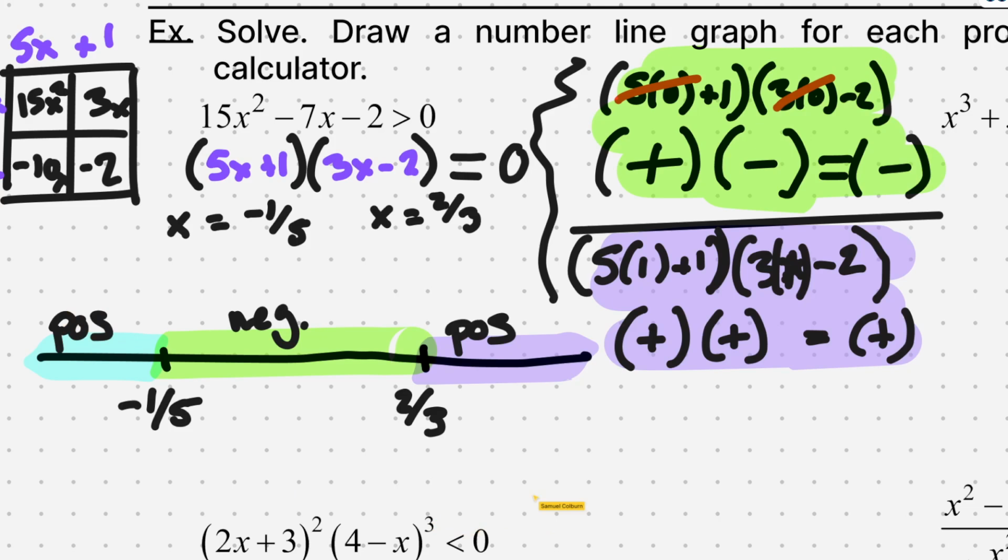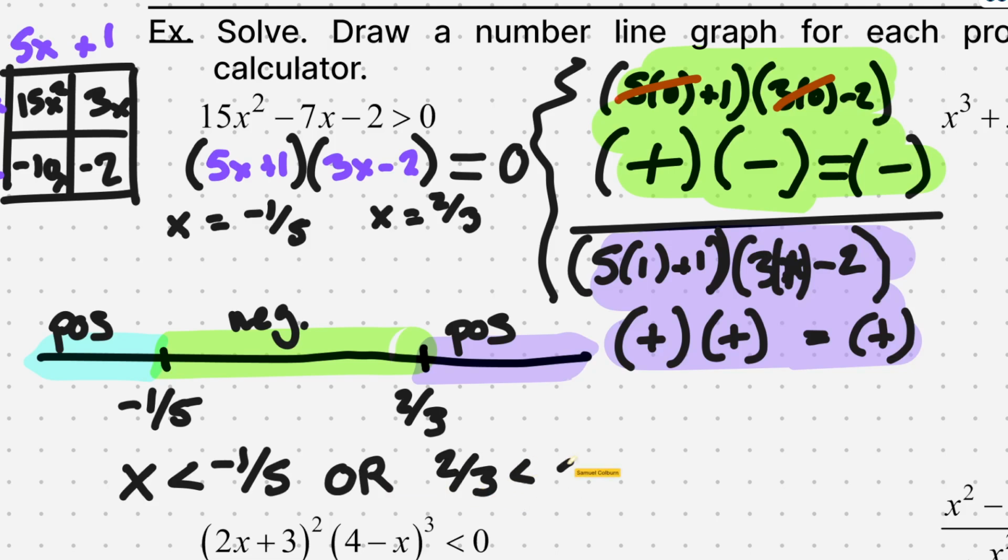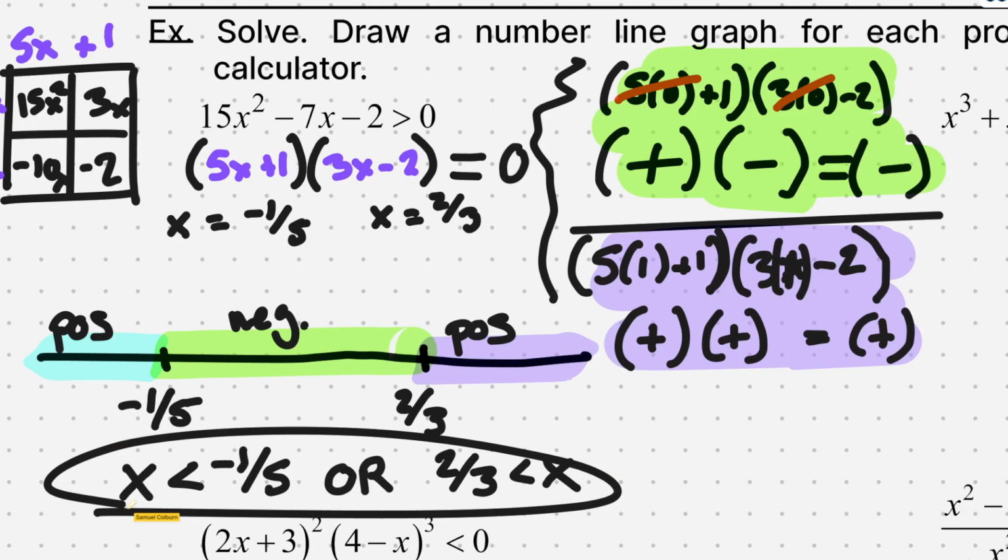Okay, this is where we give our final answer. This number line is a visualization of the answer, but the answer itself is, see, everything to the left of -1/5. So x is less than -1/5. Or if it's not to the left of -1/5, then it has to be to the right of 2/3 to be in a positive region. That is the answer to the question.